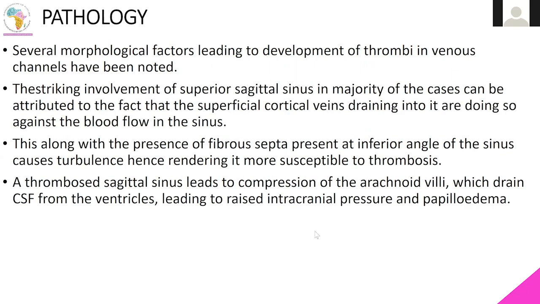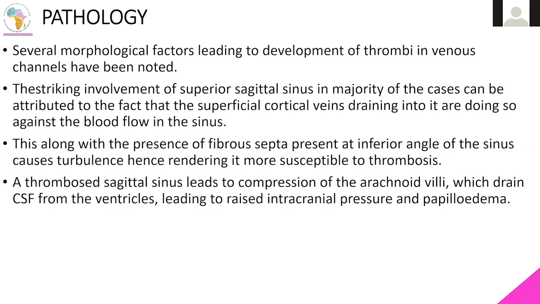Several morphological factors leading to development of thrombi in venous channels have been noted. The striking involvement of the superior sagittal sinus in the majority of cases can be attributed to the fact that the superficial cortical veins draining into it are doing so against the blood flow in the sinus. This, along with the presence of a fibrous septum at the inferior angle of the sinus, causes turbulence, hence rendering it more susceptible to thrombosis.